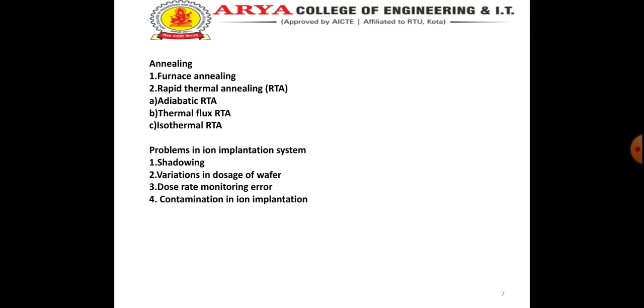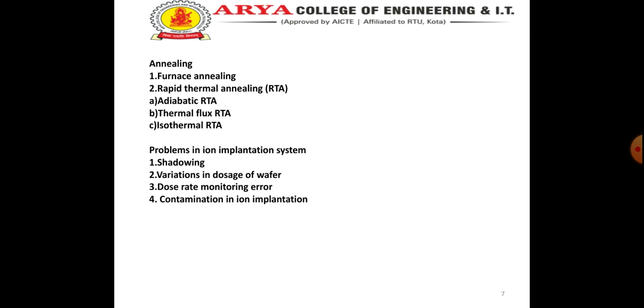Isothermal RTA. Isothermal RTA covers heating processes longer than 1 second, including furnace steps. This technique uses tungsten halogen lamps or graphite resistive lamps to heat the wafer from one or both sides.